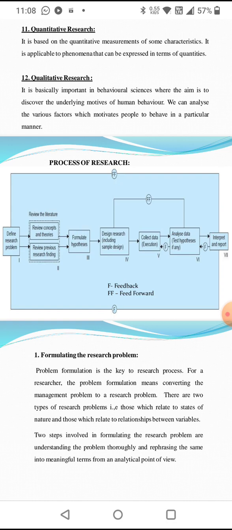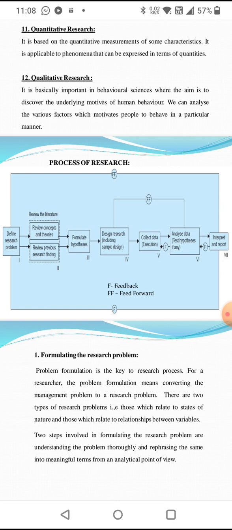wherein you can find there is a loop connecting F and FF, that is feedback and feed forward, wherein the blocks in between can go back, and the data from them are required at the earlier stages also, or they can go back to that and then the loop continues. So that's what it shows, right?